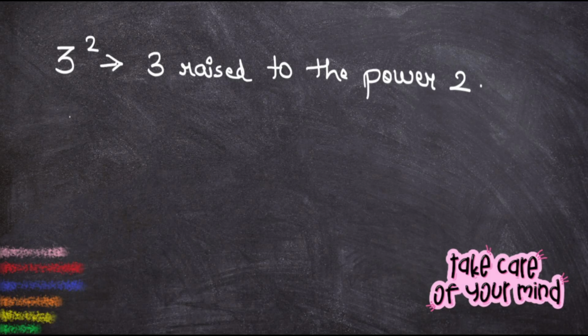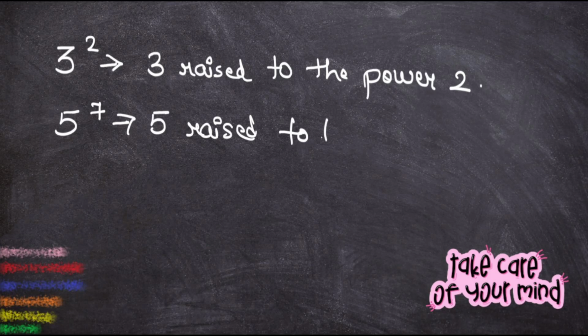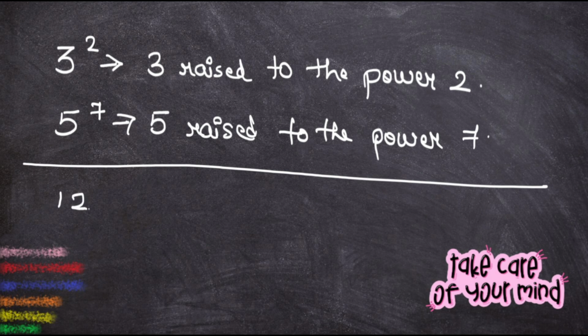I'll take one example more, which is 5 to the 7. So it will be 5 raised to the power 7. Okay, so this is one way of reading this exponential form. Now I'll take one other example, the other way of reading this number.